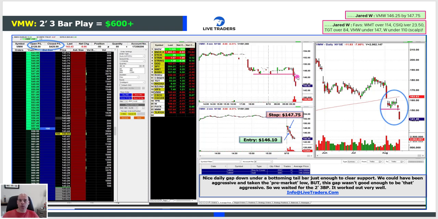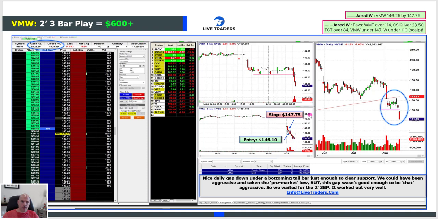Why? Because we have rules. We're rule-based traders. So I'm waiting for a pattern, hopefully at 147 or in that neighborhood. And thankfully, we got one. We got a two-minute, three-bar play. I understand that this is a little bit small for many of you to see. Pull it up on your own chart then. All right, pull it up on your own chart. August 15th, VMW, two-minute. Wide bar, narrow bar, drop.